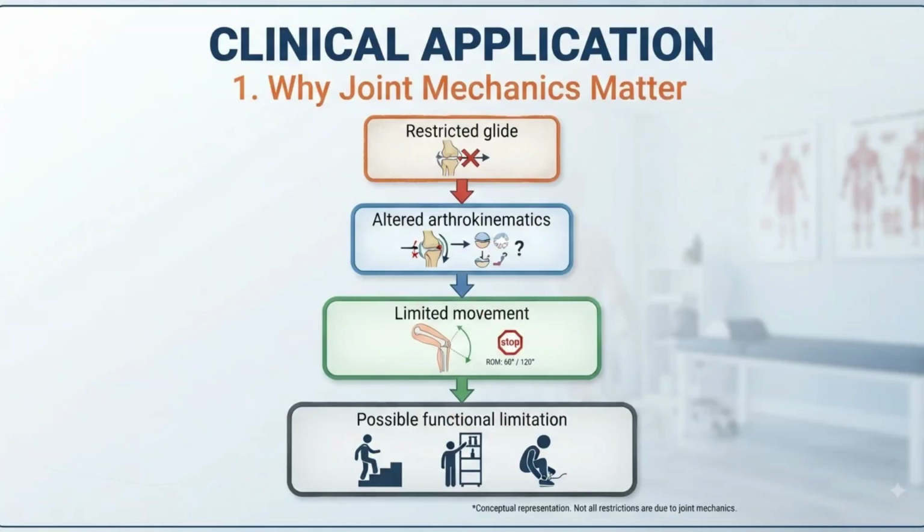Instead of simply asking, why can't this joint move further, we can ask, what structure is limiting the movement? Is it muscular or capsular? Is it the accessory movement or the pain which is limiting the movement? And what intervention is appropriate? This type of reasoning is important in physiotherapy assessment and treatment.